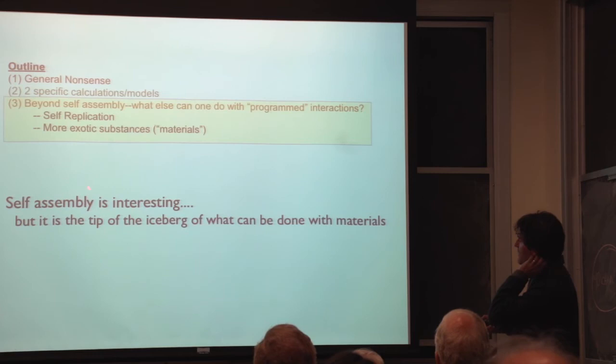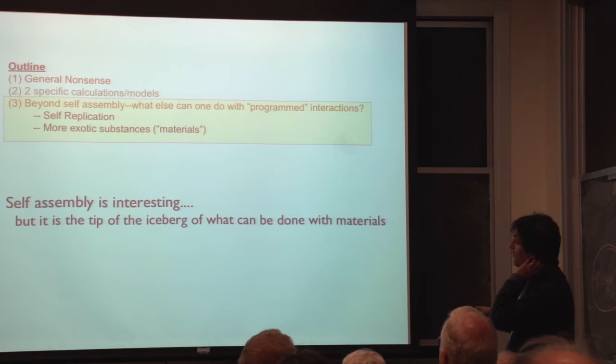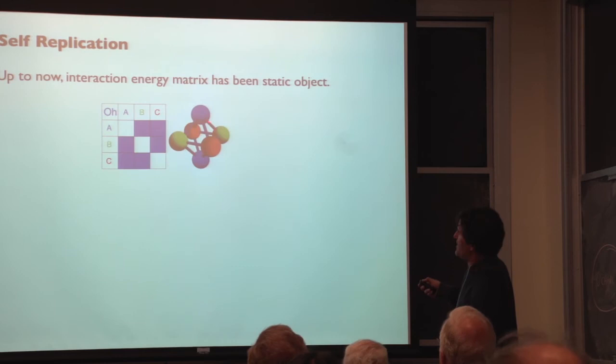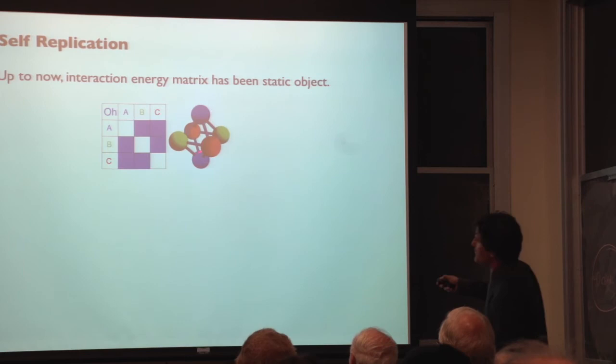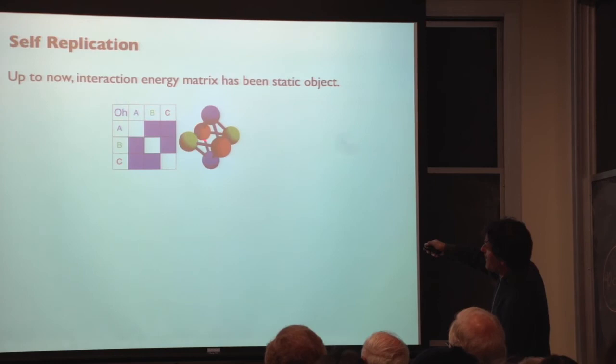So one thing we did with this was that Zorana asked whether or not one could use these matrices to produce things that self-replicate. So for example, this is the interaction energy matrix that codes for an octahedron. An octahedron is coded for by 6 particles where the red doesn't like the red, but it likes the blue and the green, and it's symmetric, so it's true for all of them.